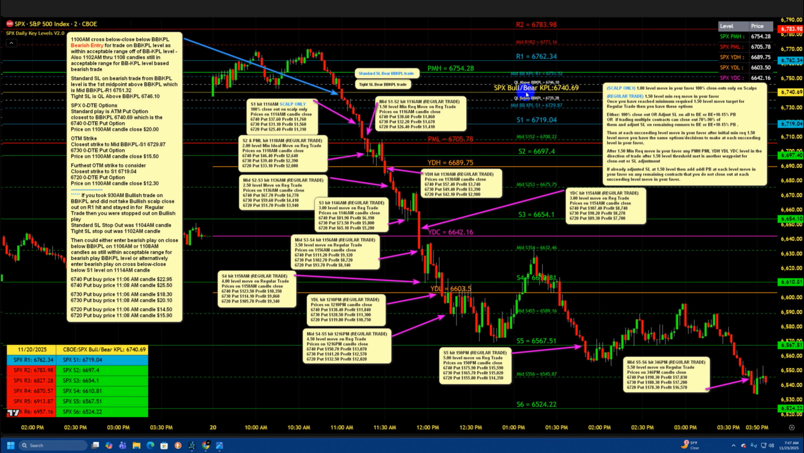And then for out of the money strikes, then again, as we pointed out earlier in the video, you look in the level that you're taking the trade from. The direction of the trade is below, since this is a bearish trade. So the first out of the money strike is going to be the closest to the midpoint level below the level we're taking the trade from. In this case, 67.29.87. So that is the 67.30 put option. And then the furthest out of the money is going to be the closest strike to the S1 level, one level below the level we're taking the trade from, 67.19.04. So that's going to be the 67.20 put option.